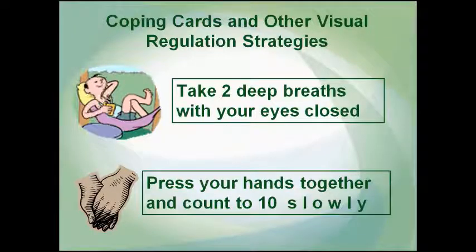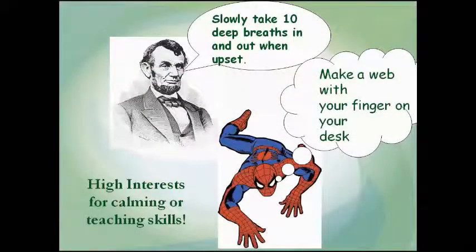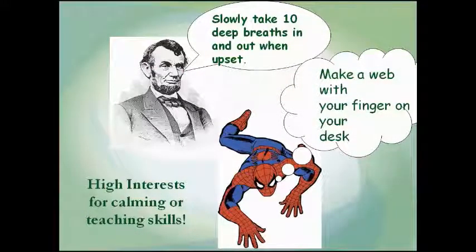The power cards, if you go to the Autism Internet Modules under social narratives, there's a great one on power cards. It's using a child's special interest, whether that's a cartoon or a person or a movie star or a singer or a parent, it could be anybody, and having them make an affirmation. And actually we do have an example right here. Here's one of Spider-Man that says, make a web with your finger on your desk. Explain that one to us.